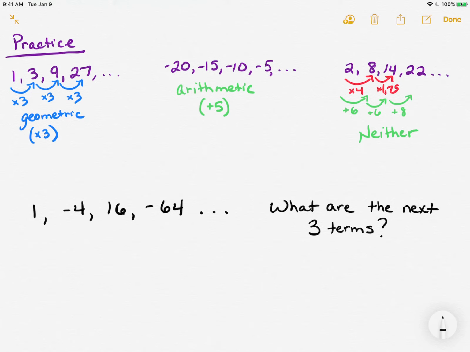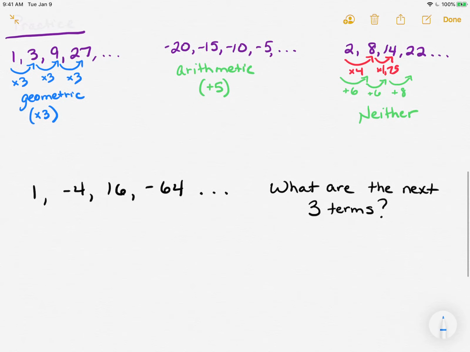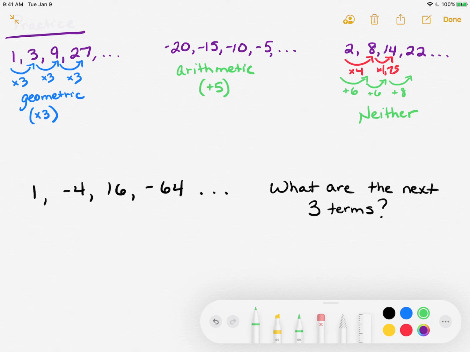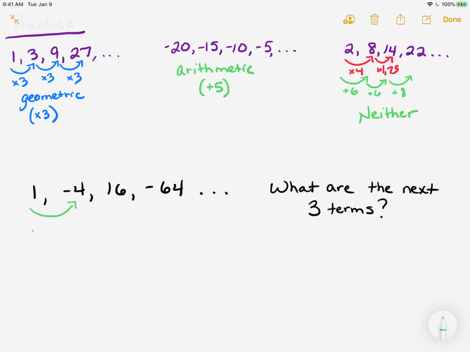Why not? Because you're adding or subtracting. Wait, I'm actually subtracting 5 here. 1 minus 5 is negative 4. And then I'm adding 20. I don't need to go any farther to know it's not arithmetic. But you know it's geometric. Is it geometric? I don't know yet. We're going to find out.